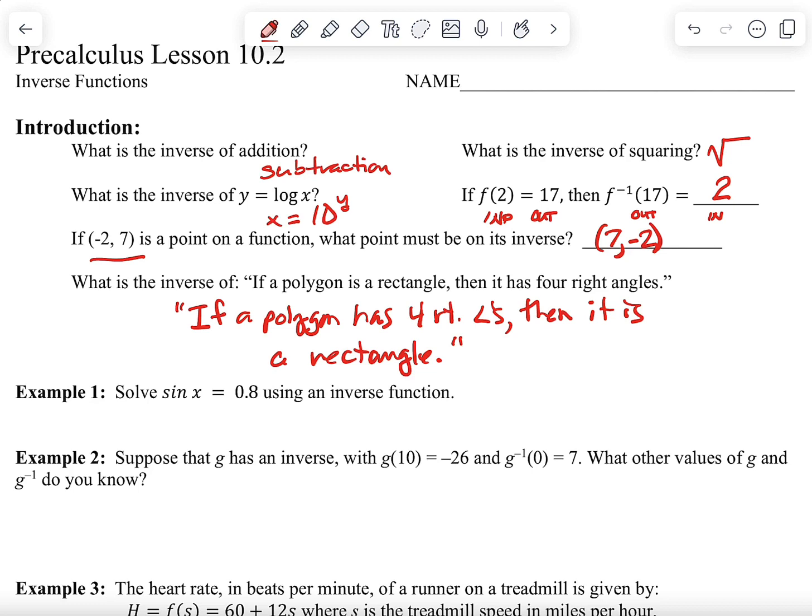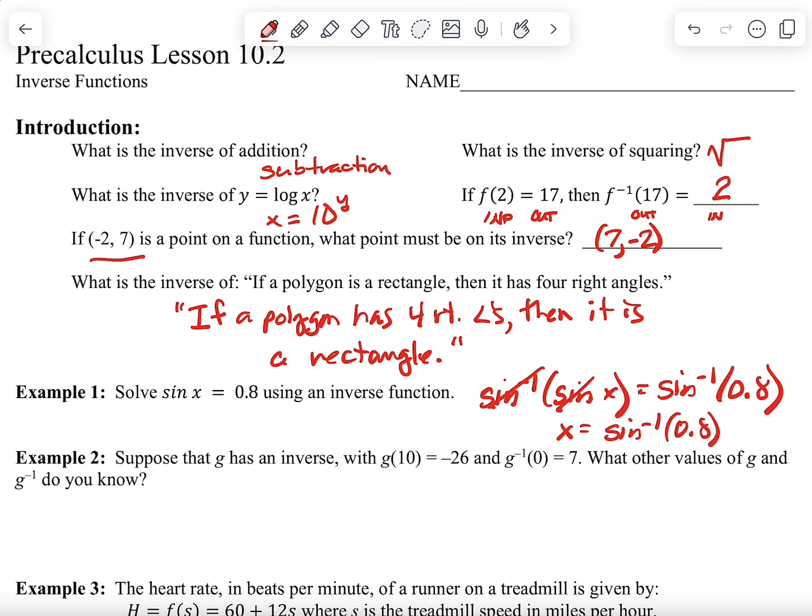Example one, another example of using inverses to solve an equation. If you're solving the sine of x equals 0.8, to sort of undo or do the inverse on both sides, you would want to take the inverse sine of both sides. You would take the inverse sine of the sine of x and the inverse sine of 0.8. So algebraically speaking, inverses cancel each other out. They cancel out the effects of each other. And so the answer to this question would be x equals the inverse sine of 0.8.